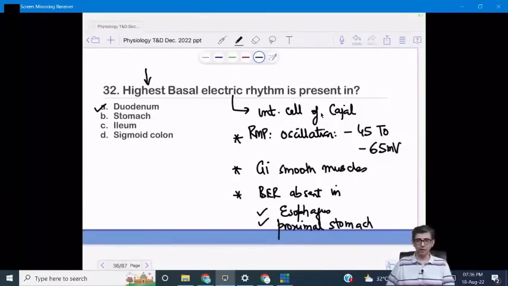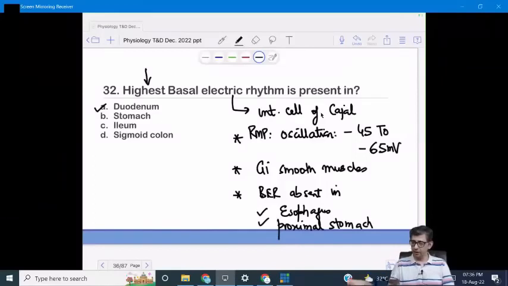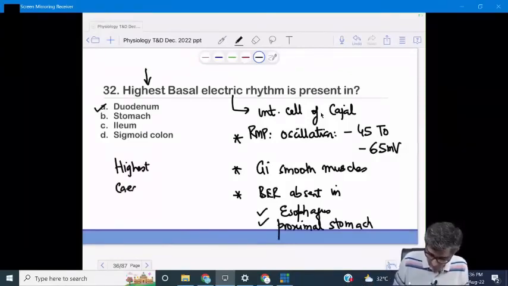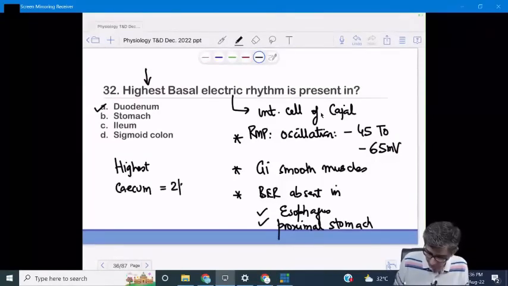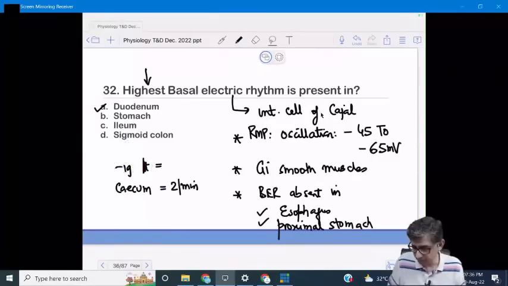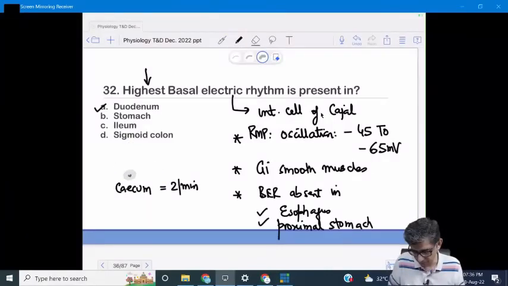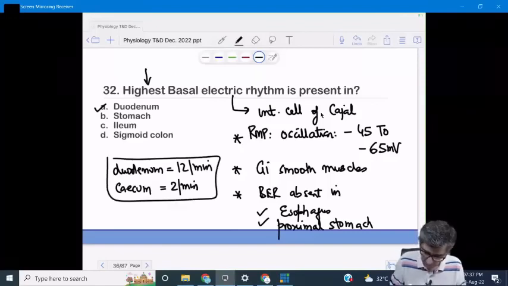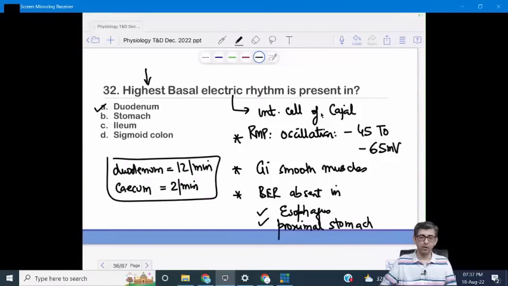Small intestine की basal motility हमेशा रहेगी. और लीस्ट पूछे इनमें से तो क्या आंसर करके आओगे? चलो इसमें नहीं दिया होगा, बट एनीवे लीस्ट किसकी होगी? सीकम. Cecum would be least, that is 2 per minute. Duodenum will be the highest, that is 12 per minute. Answer to 32 is option number A.